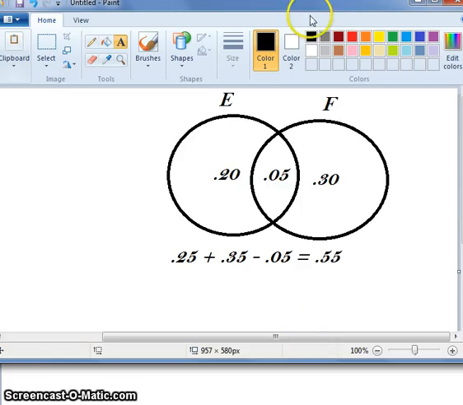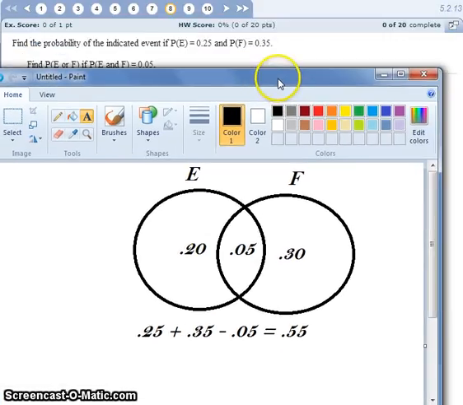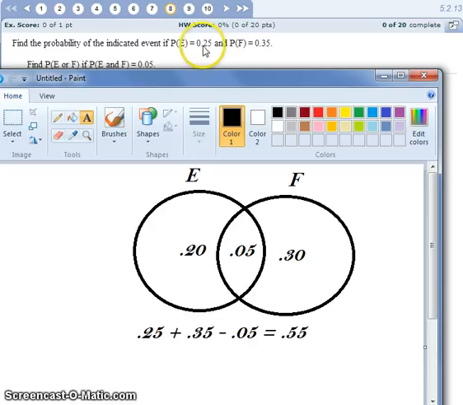A visual example of that: E occurs 0.25 of the time, and they both happen 0.05. So they both happen here, E and F overlapping 0.05 of the time. So the whole E circle happens 0.25. And F happens 0.35 total, but again there's this overlap where they both happen. The whole event F happens 0.35.